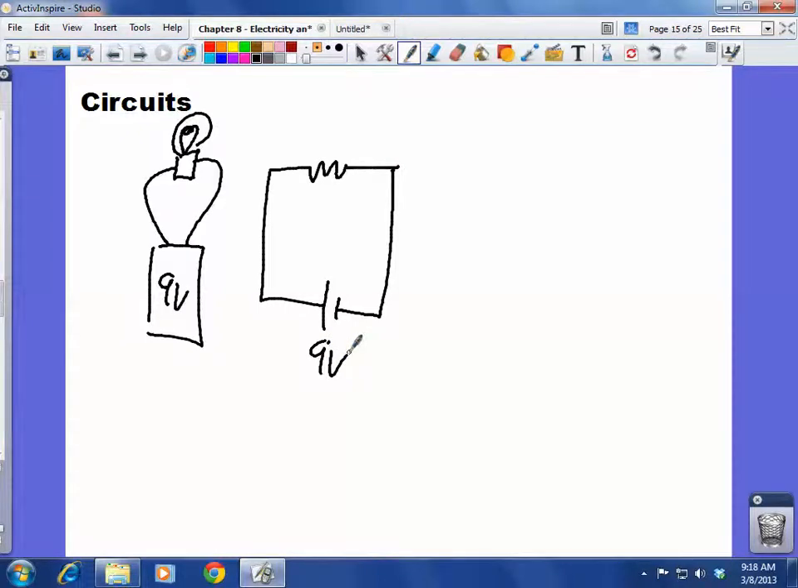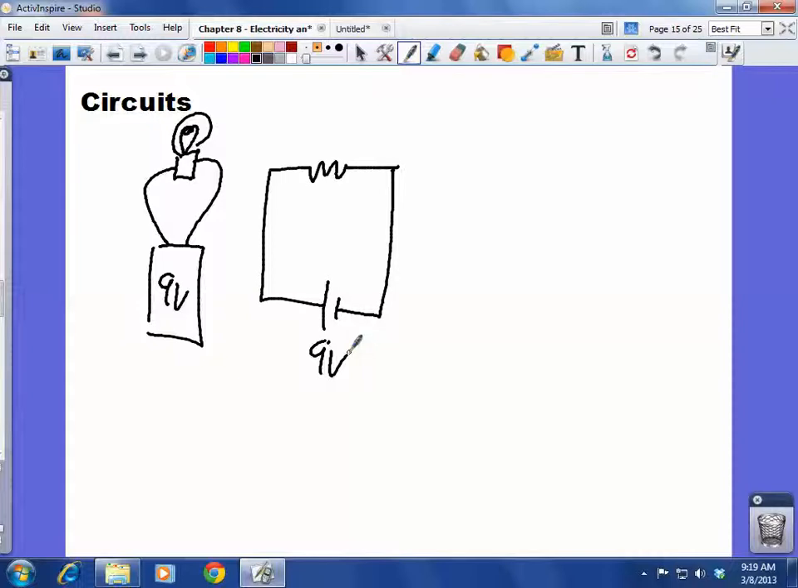Because in a very simplified way, we can represent everything as resistors. These lights turn on because they resist the flow of electrons. We can turn an electric motor because there's something in there that resists that flow of electrons. So we're going to represent everything as a resistor to begin with.